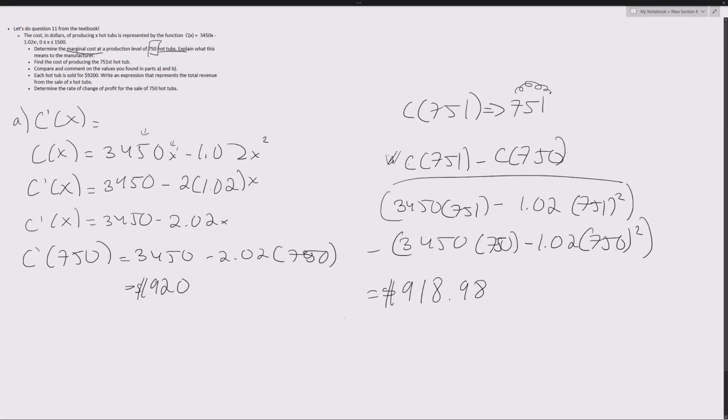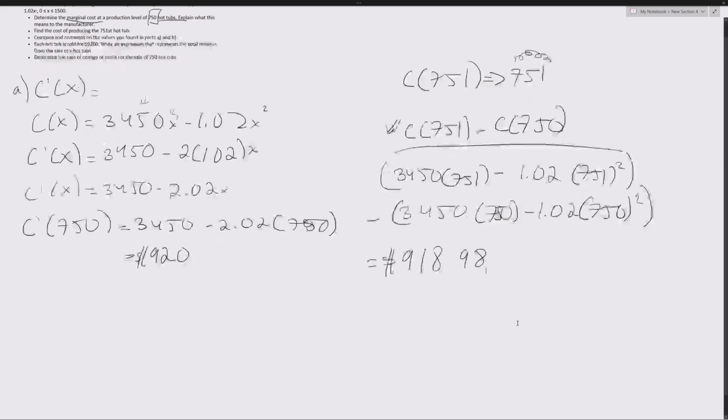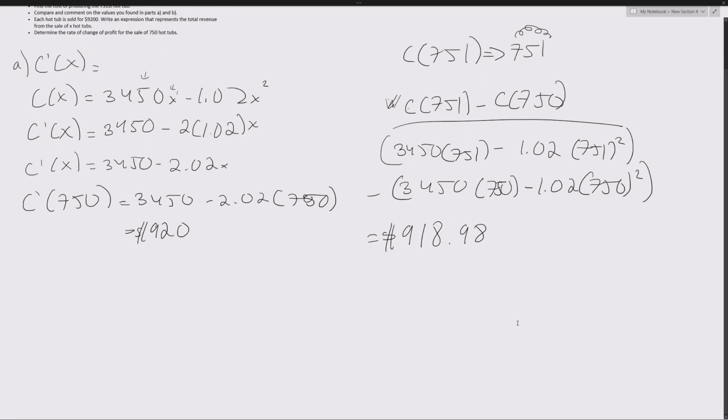So what does that mean? Well, for part C, we could see that it's clearly less, so we could either assume that it's going to continue becoming less, or at some point it will turn back up and the cost will continue to rise. However, it doesn't seem that we are too concerned about that at the moment, so let's move on to part D. Each hot tub is sold for $9,200. We need to write an expression that represents the total revenue from the sale of x hot tubs.